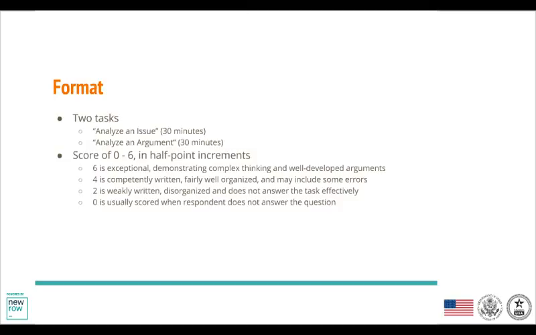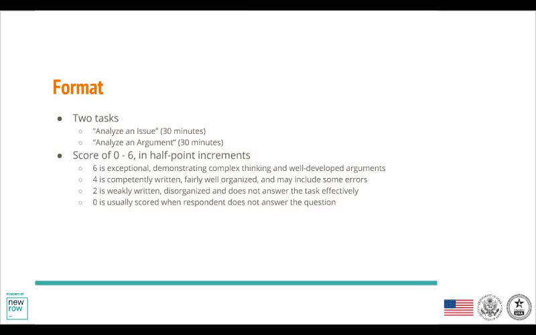I just put on a couple of the benchmark scores here for your review. A 4 would be a competently written, fairly well organized essay that might include some errors in grammar, syntax, punctuation, or logic. And so this is still a pretty solid essay. Again, you'll want to look at each program specifically to see how heavily they weigh the analytical writing section of the GRE in their admissions decision.